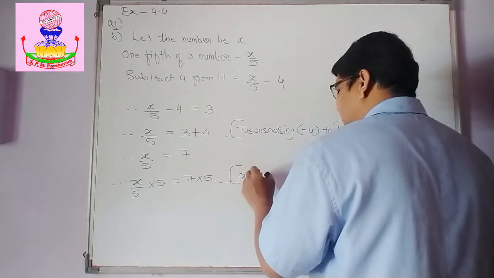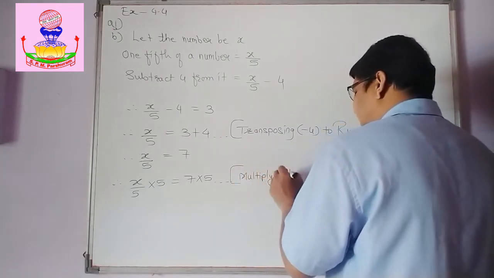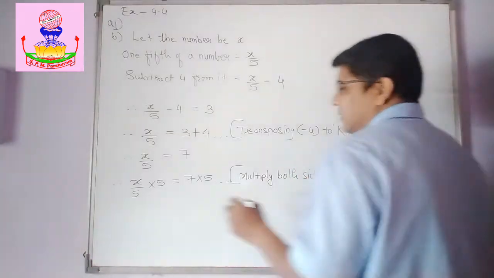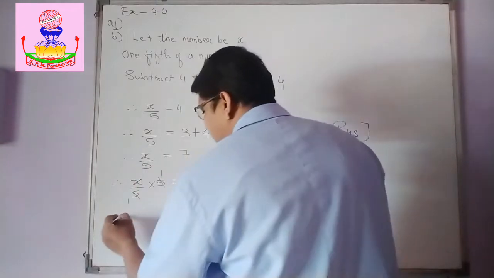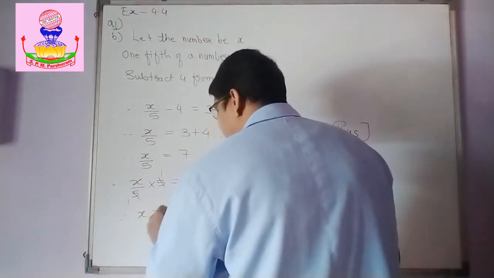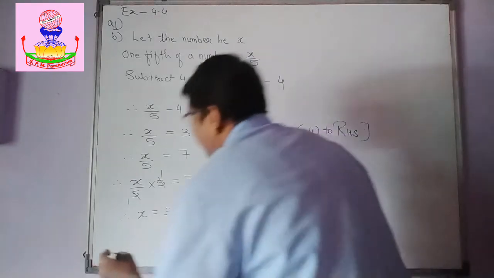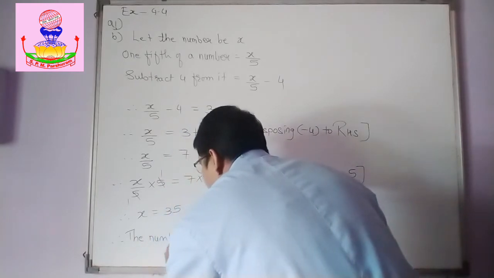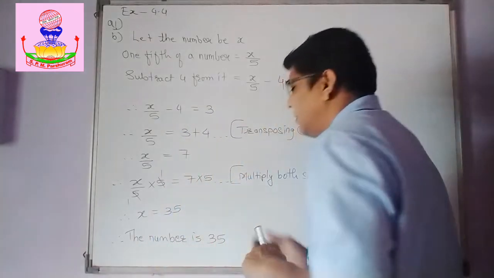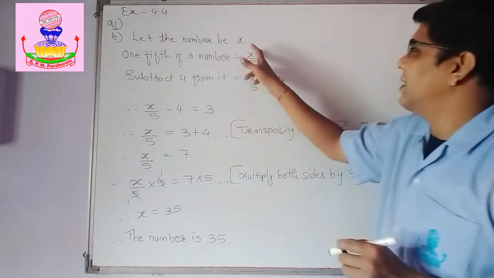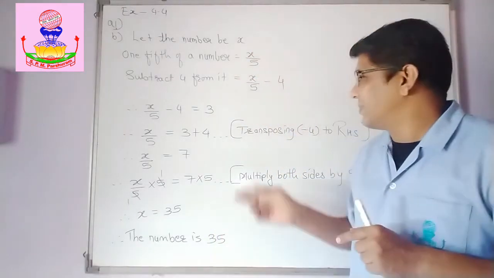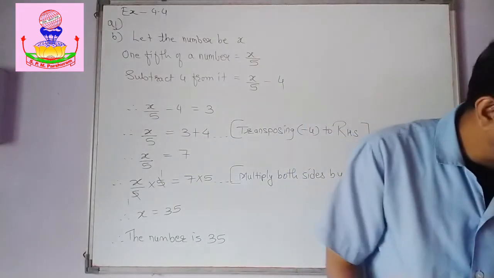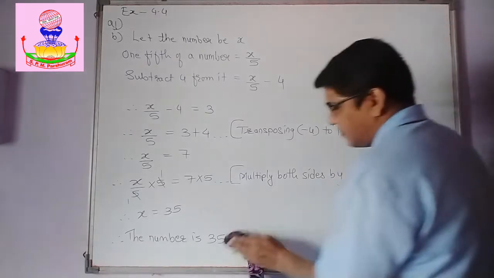Multiply both sides by 5. x is equal to 35. Right? Therefore, the number is 35. You can check it. 35 upon 5 is 7. 7 minus 4 is 3. We are right. Cross-checking. Okay. And then I can go for example number E.